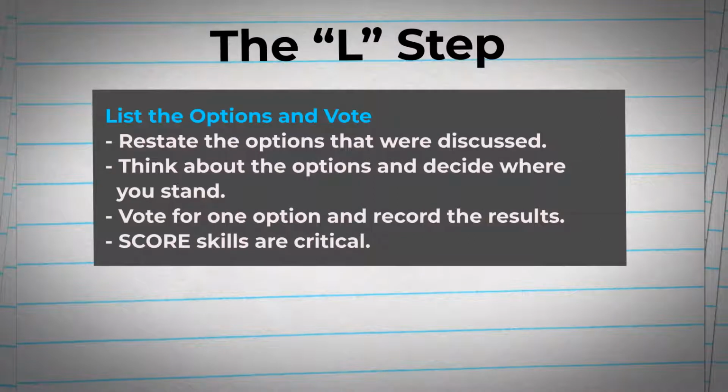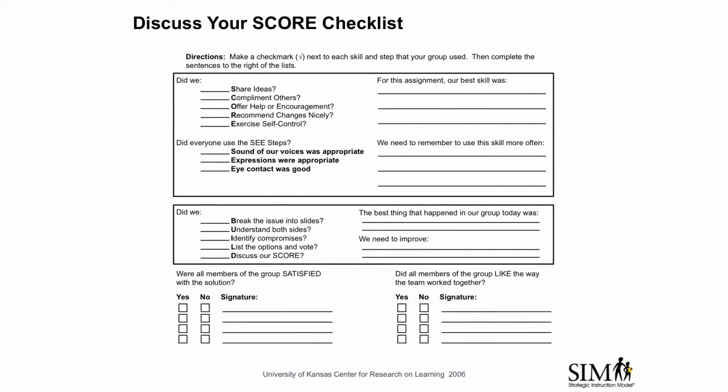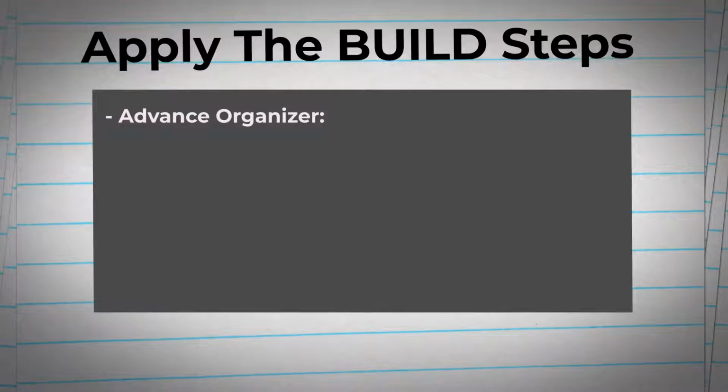The L step lists the options and vote. Restate the options that were discussed. Think about the options to decide where you stand. Vote for one option and record the option. The team decision here was compromise 1 plus some changes. On the D step, fill out your score checklist as you talk about how your team worked together on a decision. Next, you will apply and extend the build steps.